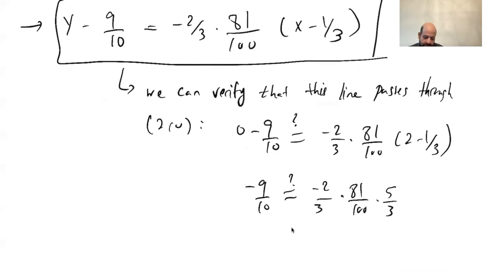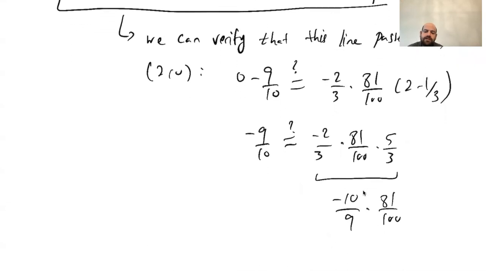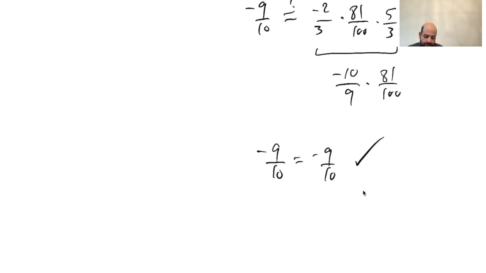So we can say this as minus 10/9 times 81/100, right? Because 2 times 5 is 10, 3 times 3 is 9. And minus 10/9 times 81/100 means minus 9/10. So the line passes through the point (2, 0).